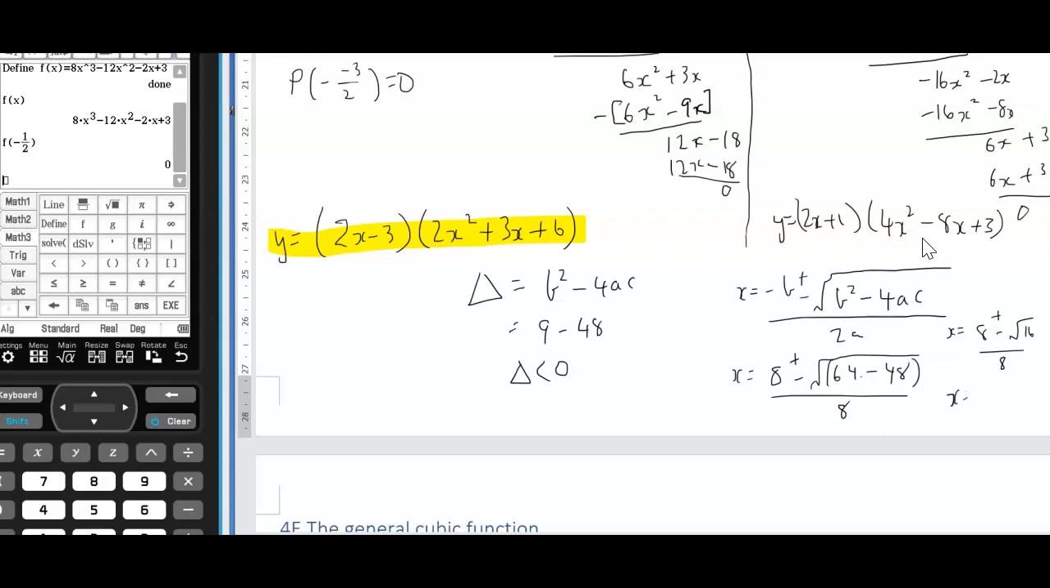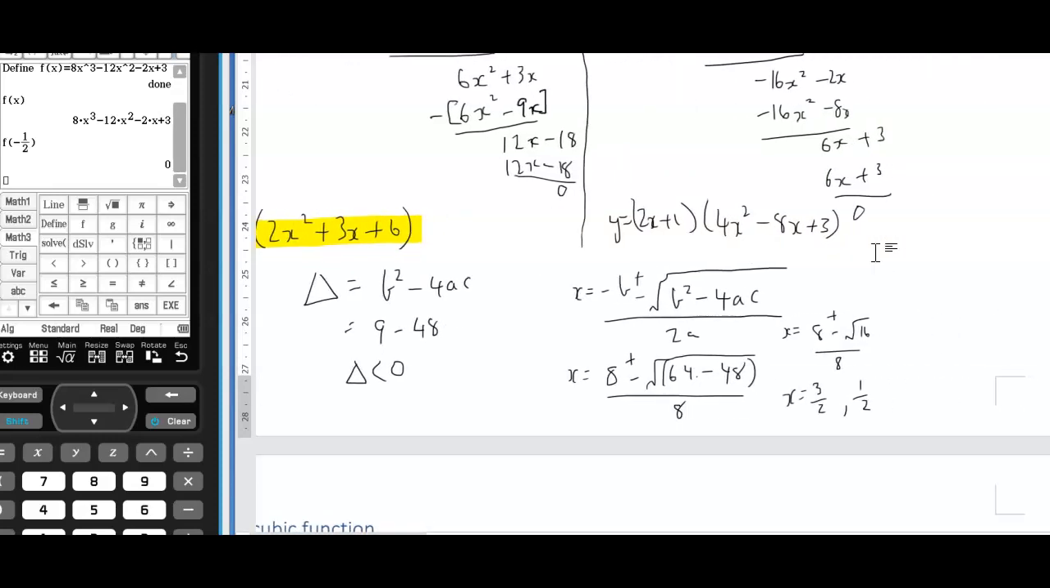All right, so 8, square root of 16 is 4, so 8 plus 4 is 12. 12 on 8 simplifies to 3 on 2. And then our other solution is 8 minus 4, so it's going to be a half. All right, so our factors, do I have space over here? Oh, good.